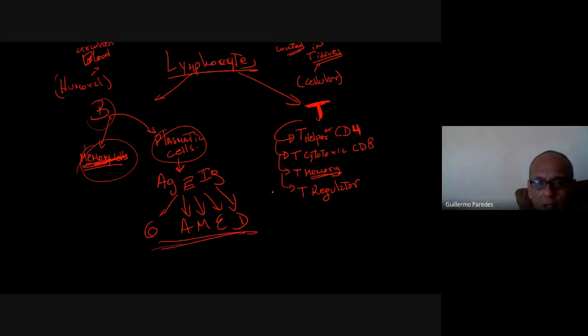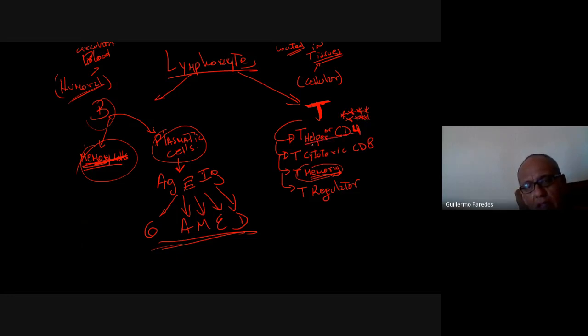All right, so now, the T memory cells are going to memorize the enemy in the tissues. The B memory cells are patrolling, humoral, through the bloodstream. All right, so how is this going to work? Look at this. The T helper is one of the most important T cells that you need to always remember.